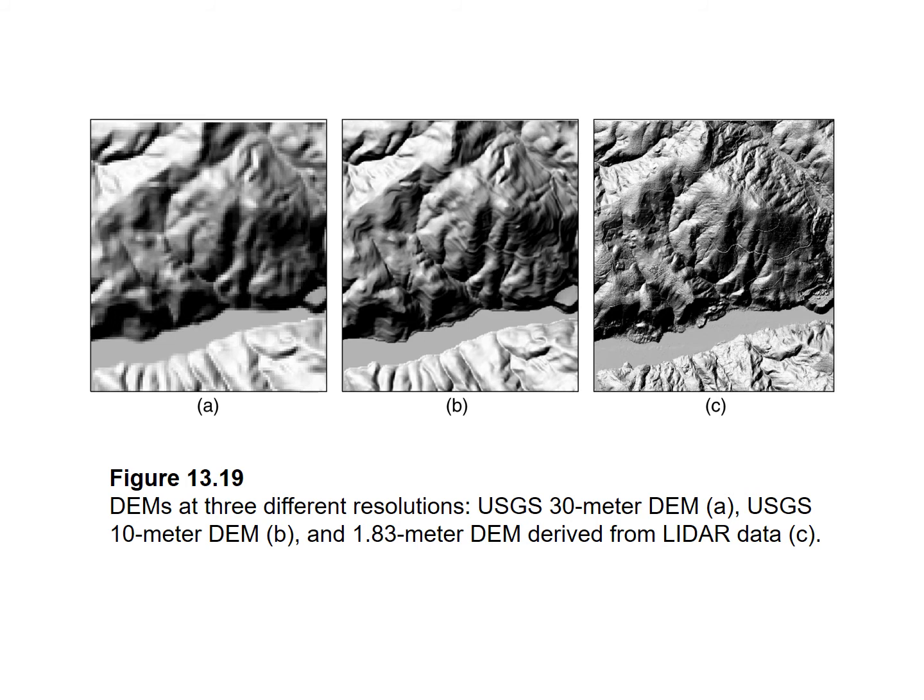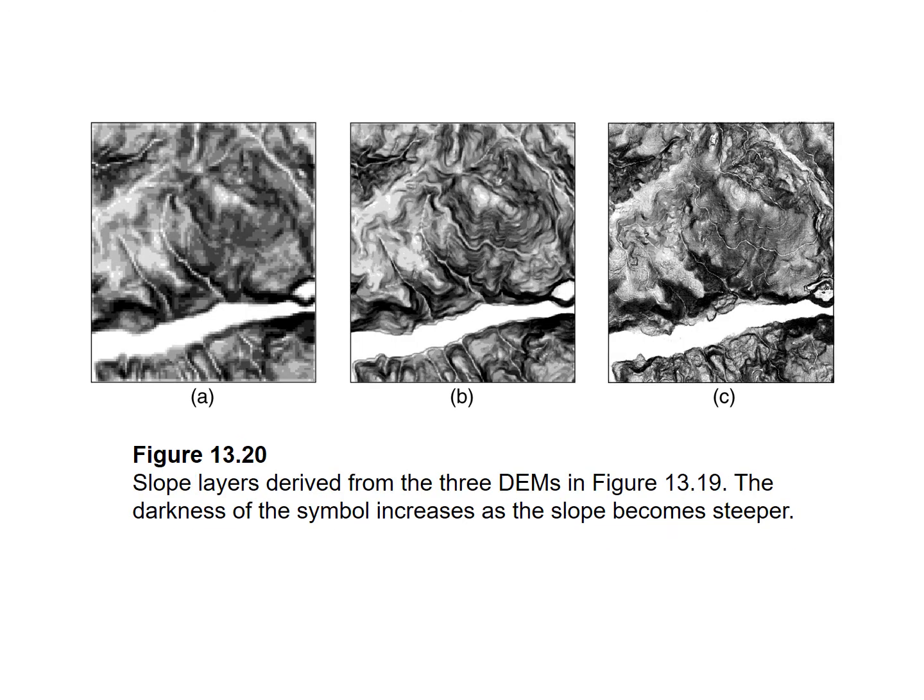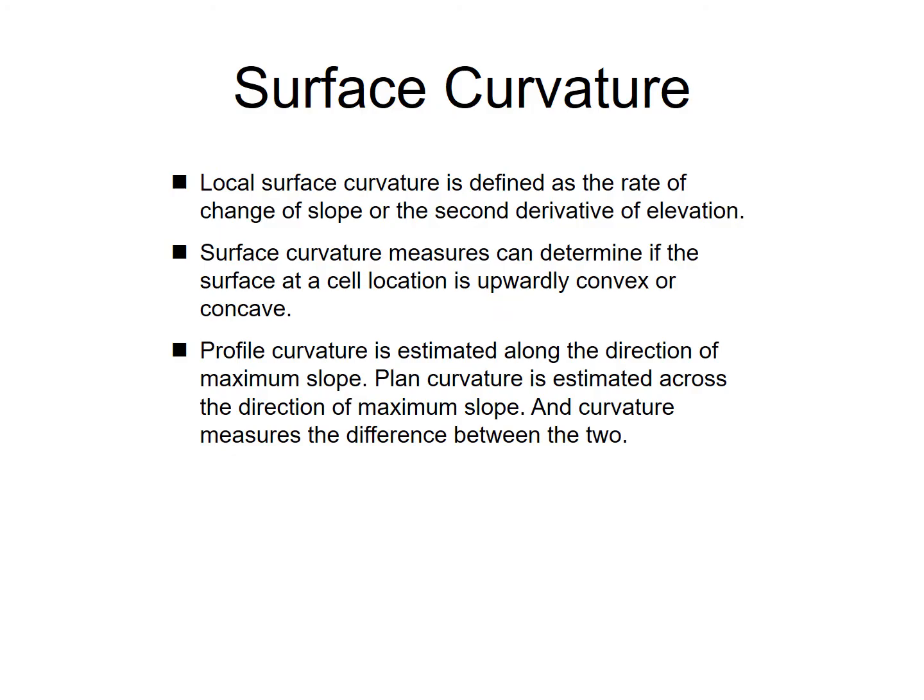Three different landscapes produced from three different resolution DEMs: a 30 meter, a 10 meter, and a 1.83 meter. And you can see very plainly here, by how plain the picture is, how much or little detail you get relative to that resolution. Same way with slope.